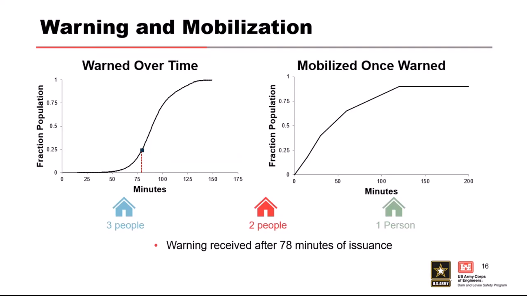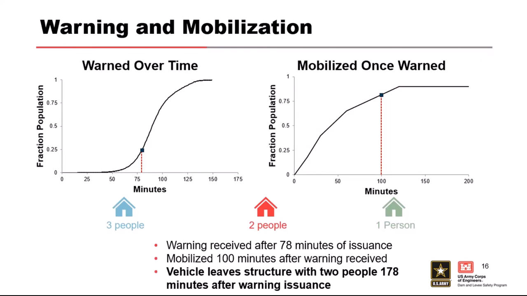And we go over to our mobilization curve. We sample it, get a curve. We come up with our variable for our fraction of population, our time. And then we're going to say for this iteration, this structure mobilizes 100 minutes after they receive that warning. So they receive a warning 78 minutes after issuance, and they mobilize 100 minutes after that. It takes them 100 minutes before they get all their stuff.